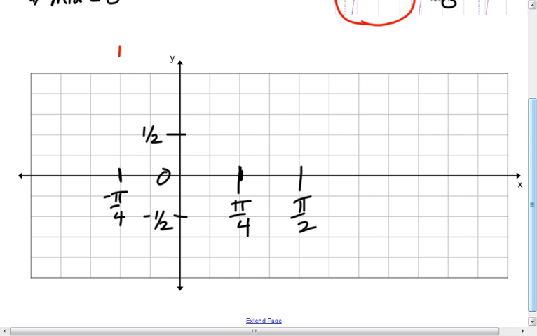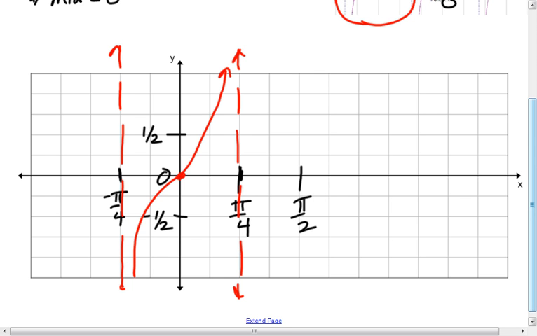Okay, and I will have asymptotes here. And I will have an asymptote here. And then it will cross the x-axis at the origin. And this graph is not flipped, so it will look like this for tangent. And that's all I need to see. If you give me more of that, that's great.